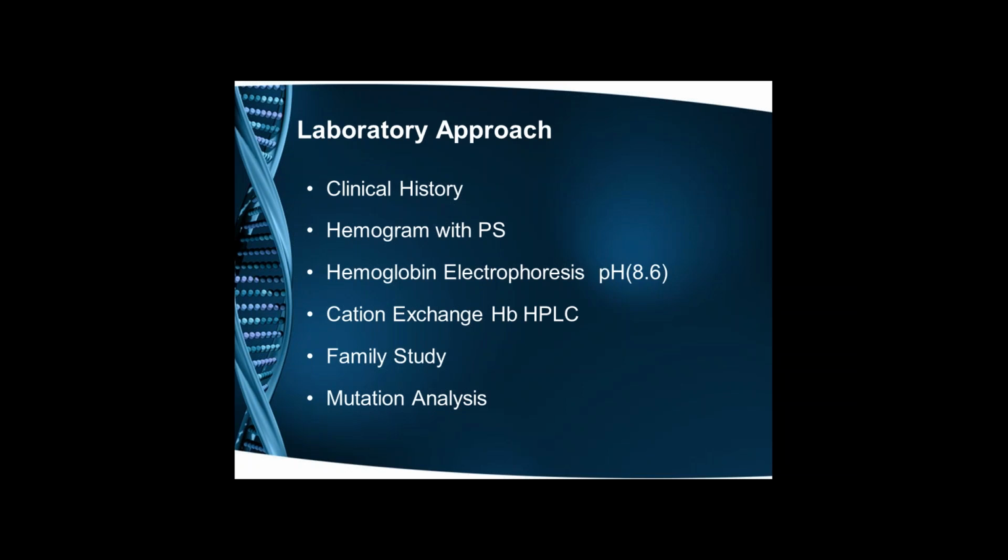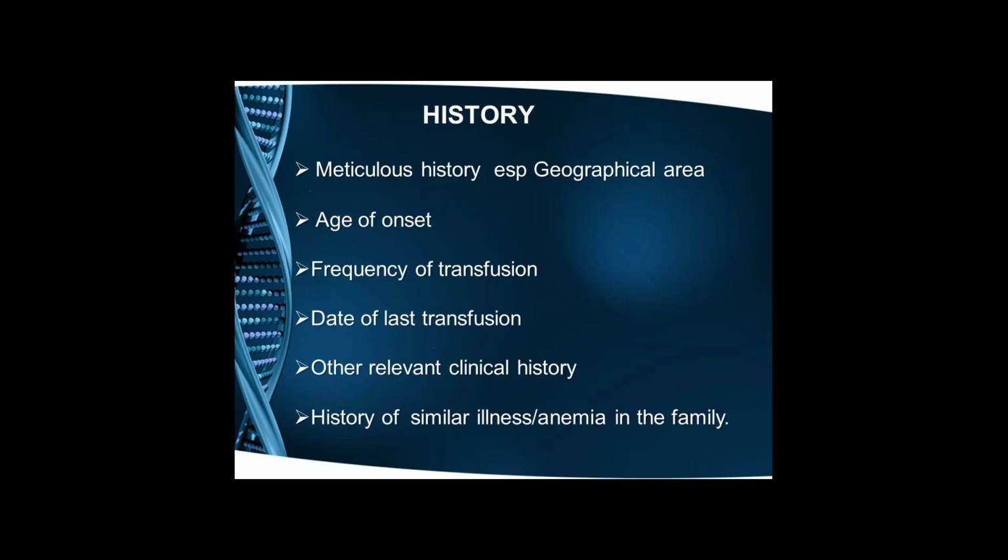The next is the cation exchange HPLC, which is what we'll mainly be talking about today, because this is a very simple technique. We get everything in our hand as soon as we have the results, and we can straight away make the diagnosis. Whenever in doubt, we should go for family study, family history, and mutation analysis as and when required. Next slide, sir.